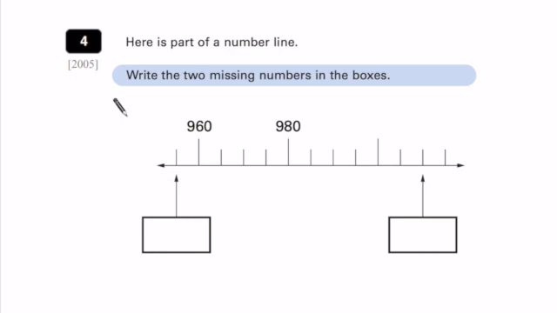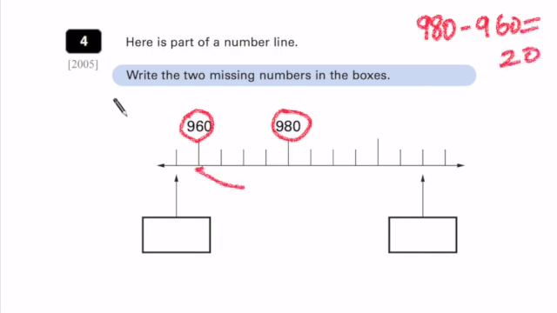Here is part of a number line. Write the two missing numbers in the boxes. So, press pause, have a go. All right. Now, here's how you work this out. We're given, you always look at what we've been given. This is 960 and this is 980. Now, 980 take away 960 equals 20. So this distance here is 20. But we've got 1, 2, 3.